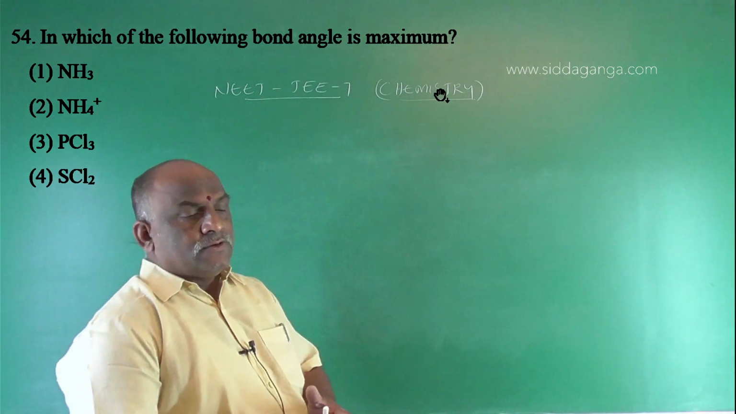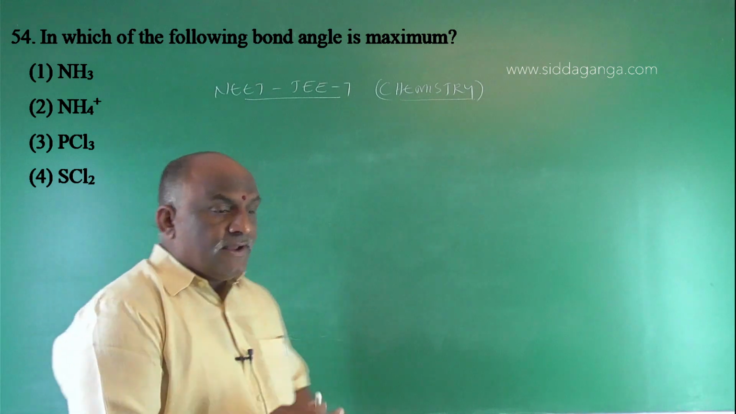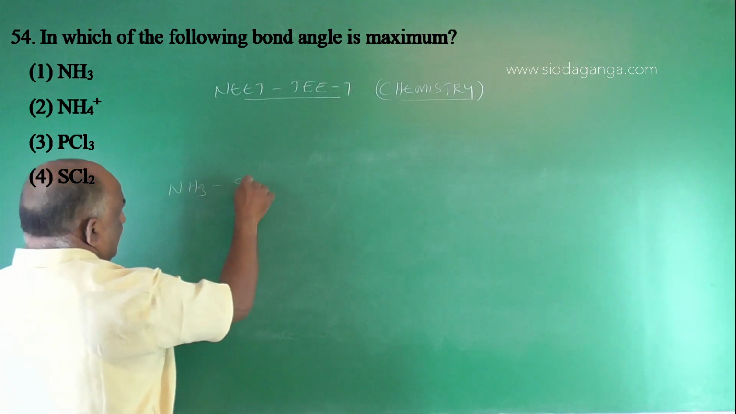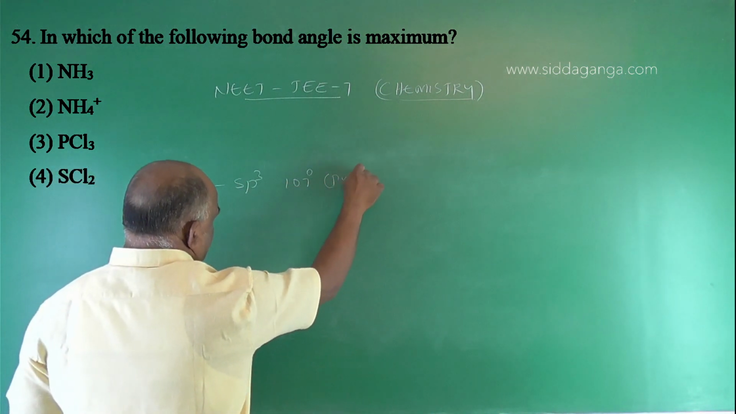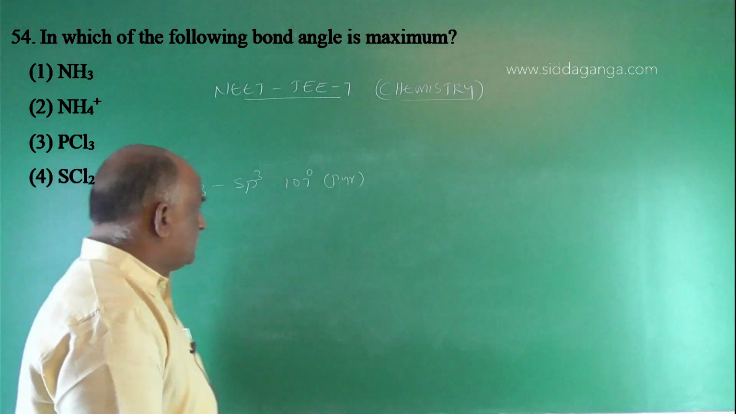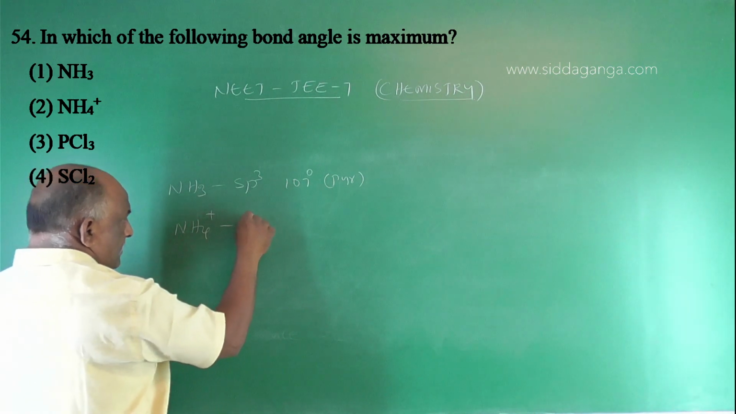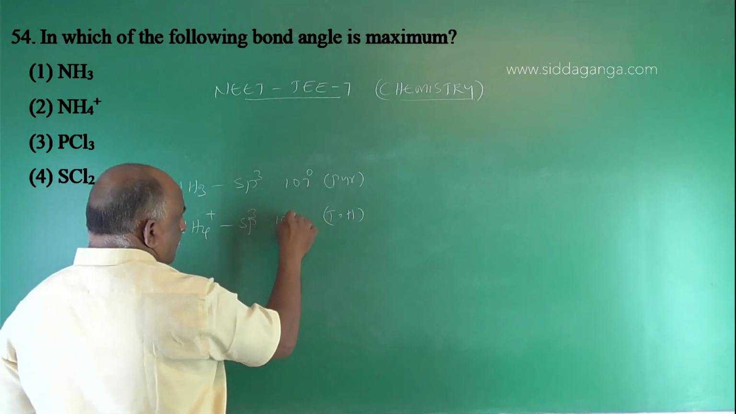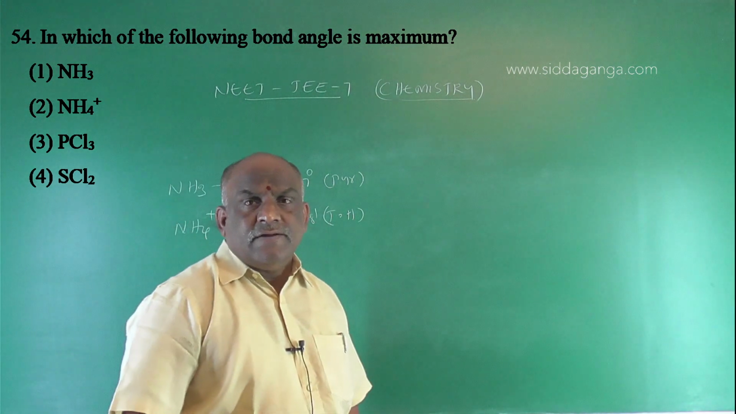Next the question is, in which of the following is the bond angle maximum? Some examples were given. NH3 has sp3 hybridization, the bond angle is 107 degrees, and the shape of the molecule is pyramidal. Next, NH4 plus is also sp3 hybridization, and here the shape of the molecule is tetrahedral, and the bond angle is 109 degrees 28 minutes.